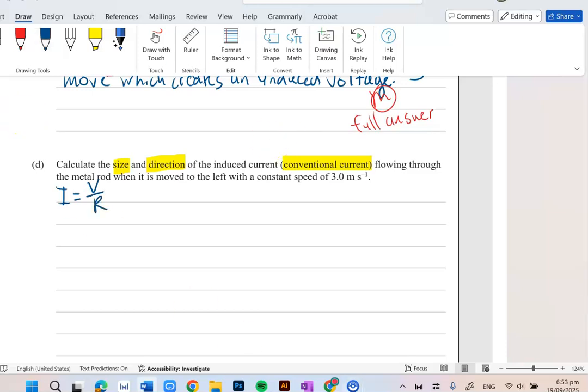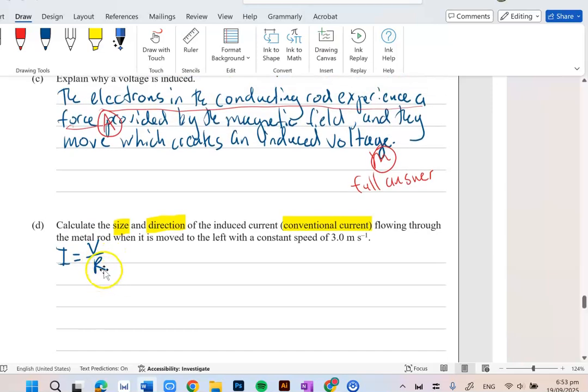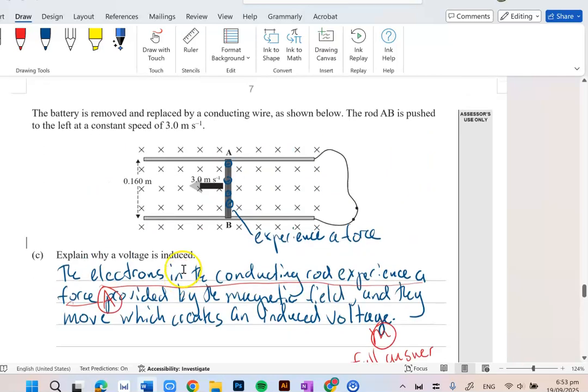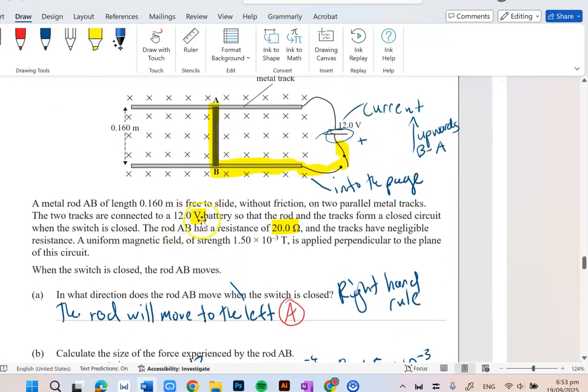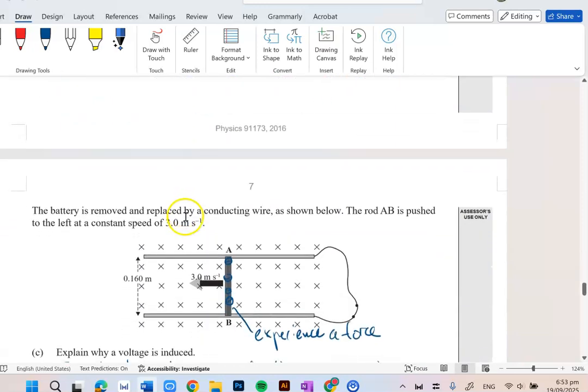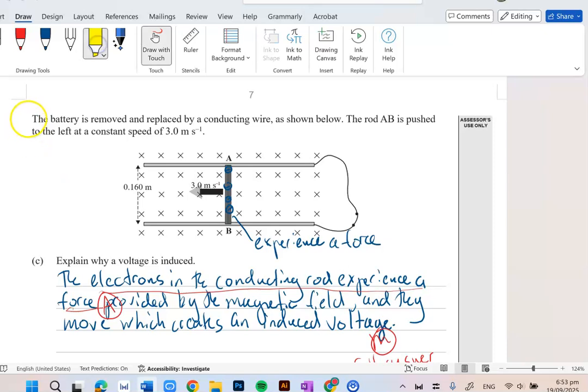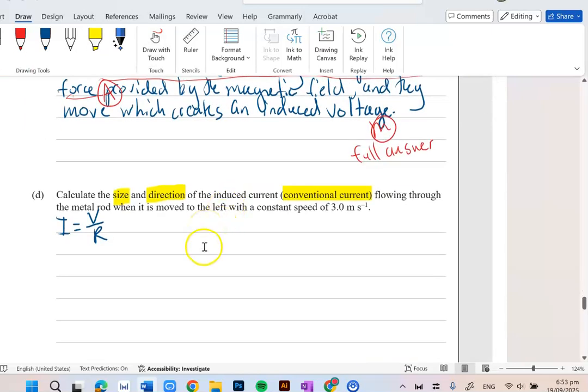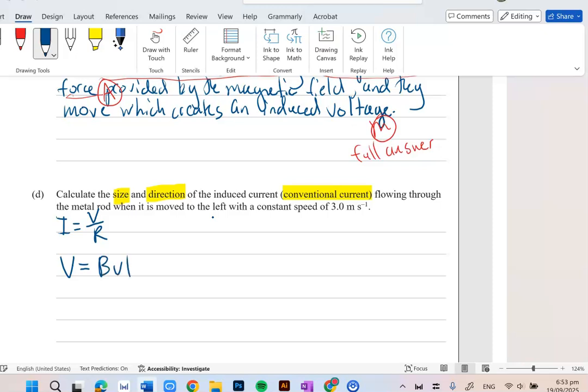Now, we have the resistance, but we don't actually have the voltage. It's not going to be this 12 because here it says the battery has been removed and replaced by conducting wire. So we don't know the voltage of that conducting wire. So we need to find the voltage, but luckily we have an equation. It will be V equals BvL. And you know it's going to be BvL because we've got this speed here. Okay? I should probably write that as a capital.